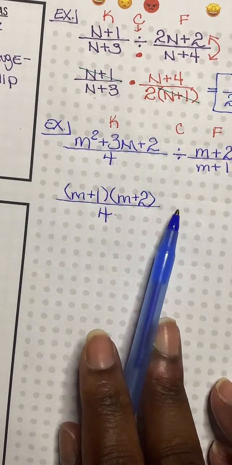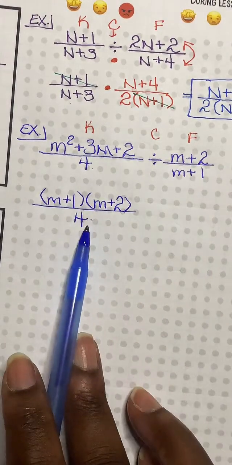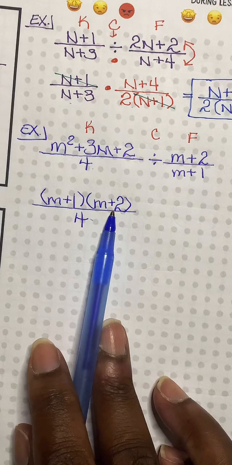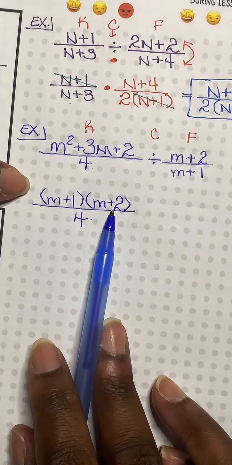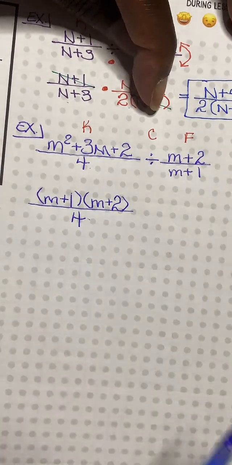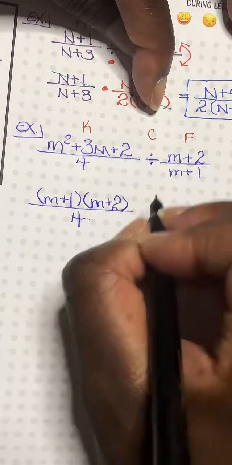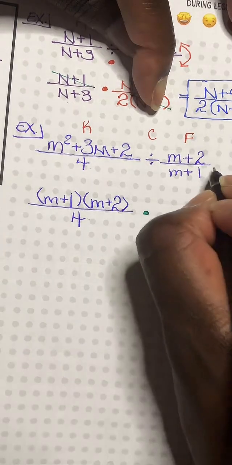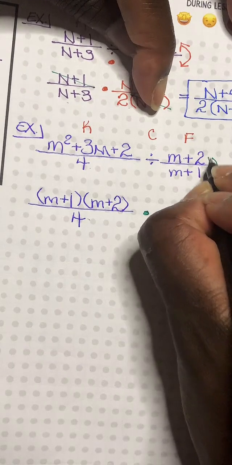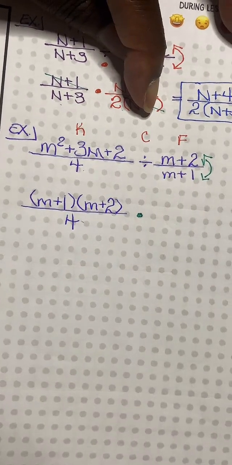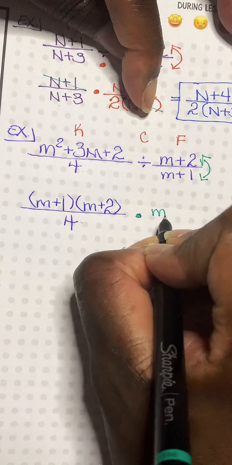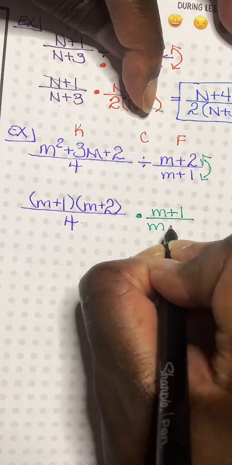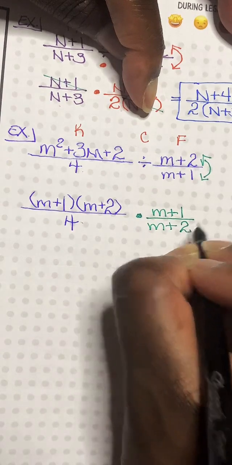But now we still kept it even though we simplified it, and it still has that true value. Now we're changing from division to multiplication. And now we're going to flip the second ratio. So that means that m plus 1 is going to be my numerator, and the m plus 2 is going to be my denominator.